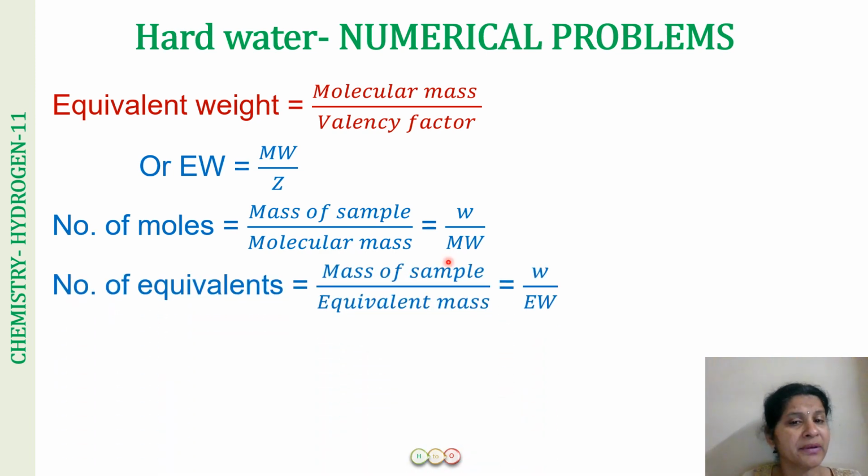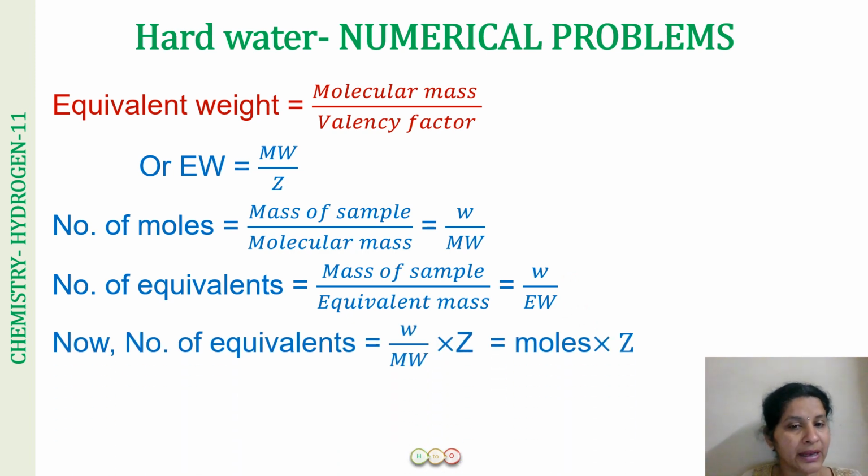And the number of equivalents is equal to the mass of the sample over the equivalent mass, which we represent as W over EW. Now for the number of equivalents, you can replace the equivalent mass using its formula. Equivalent mass is equal to molecular mass over the Z factor. So the number of equivalents is equal to the mass of the sample W divided by the molar mass into the Z factor.